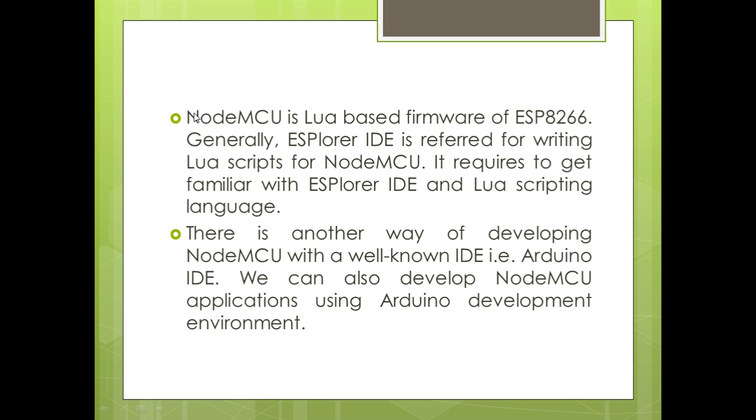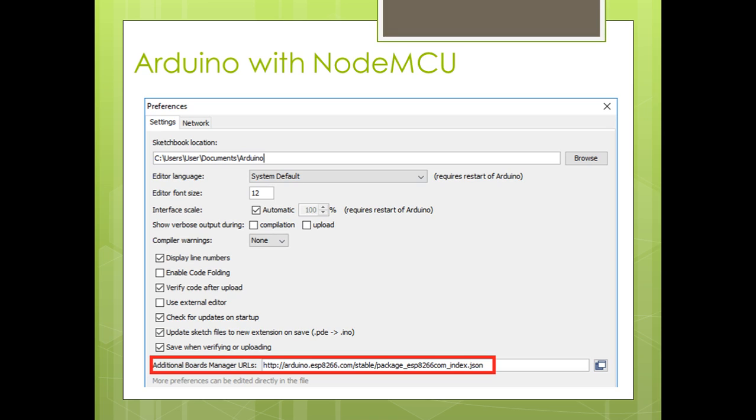Well, there is another way of developing applications based on the NodeMCU board, and that can be using the well-known Arduino IDE. Arduino IDE, most of us are using it already. So there is an option in Arduino IDE to build or program our NodeMCU as well using the same integrated development environment, that is the Arduino IDE. So I'll show you the steps how you can change the settings in Arduino IDE so that you can program your NodeMCU board. So what you have to do is just go to file and go to preferences.